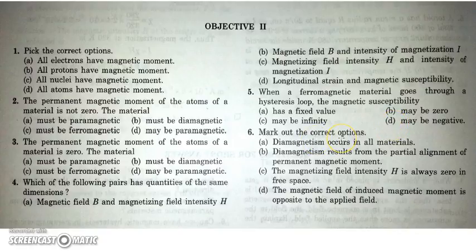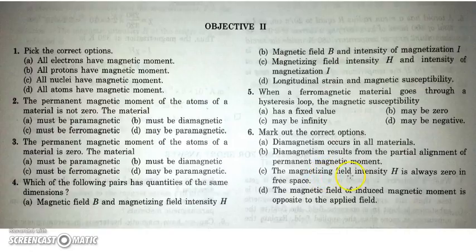Mark out the correct option. Diamagnetism occurs in all material. Yes, it is because of the external magnetic field and orbital motion of electrons. So it occurs in all material. Diamagnetism results from partial alignment of... no, there's no alignment in diamagnetism. So B option is wrong.